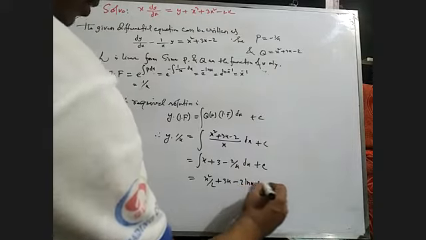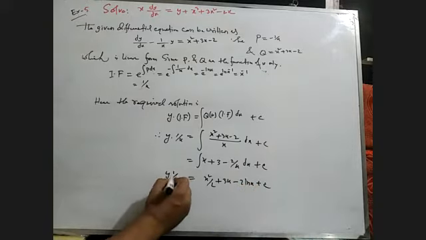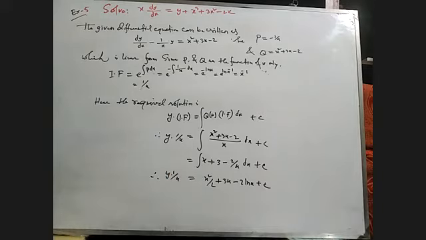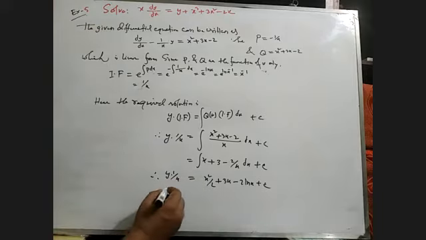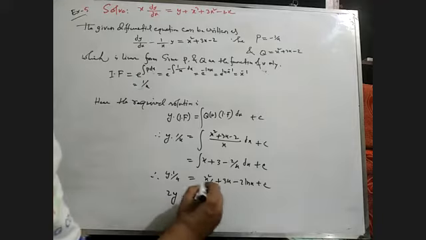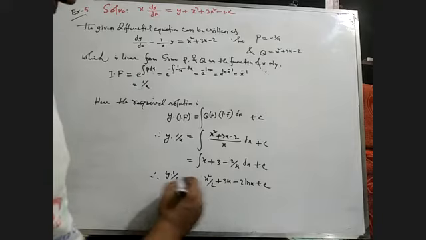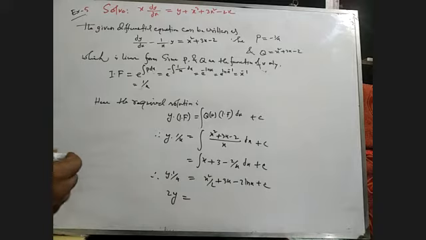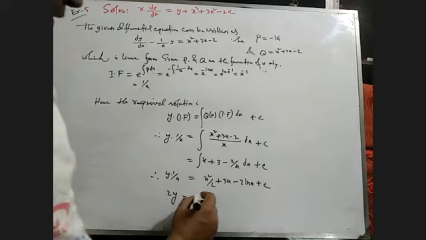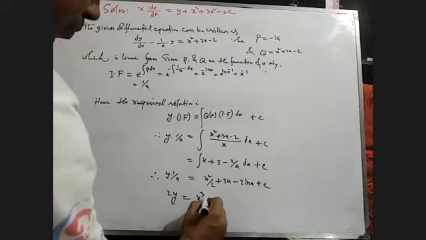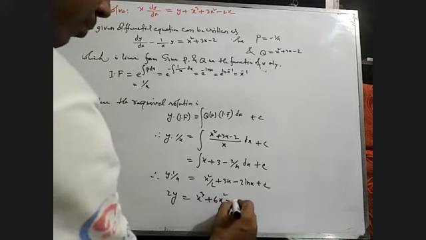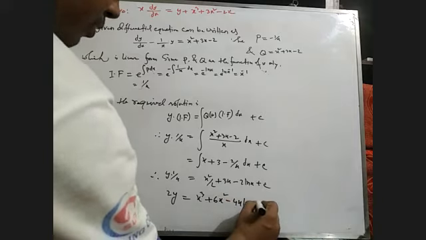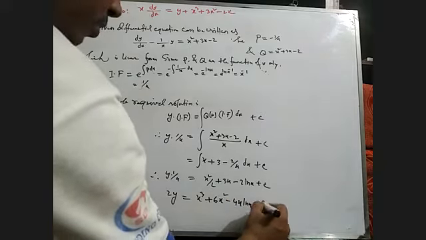ln x plus c. Therefore, y into 1 by x equals to this. Now multiplying by twice x on both sides, we get twice y equals to what will be? Multiplying by twice x on both sides, we get x cube plus 6 x square minus 4x ln x plus cx.